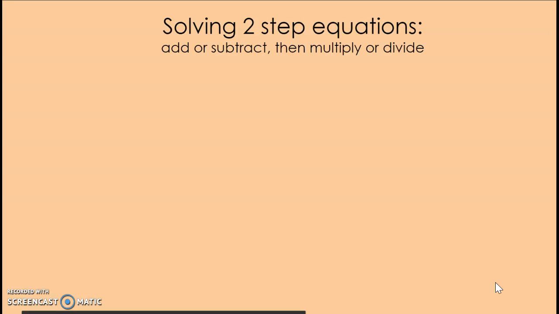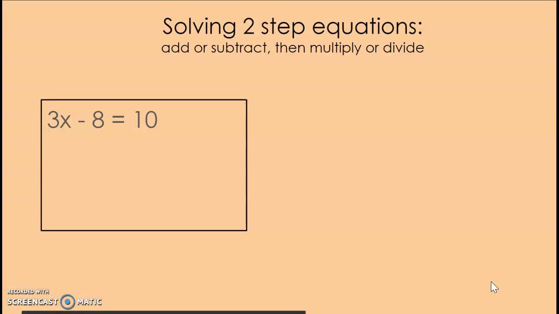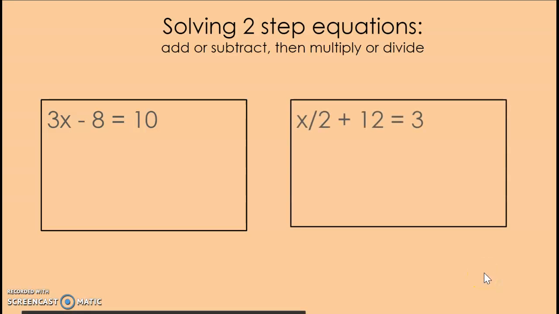Solving two-step equations. So first you're going to either add or subtract, then you will either multiply or divide. 3x minus 8 equals 10. x over 2 plus 12 equals 3.